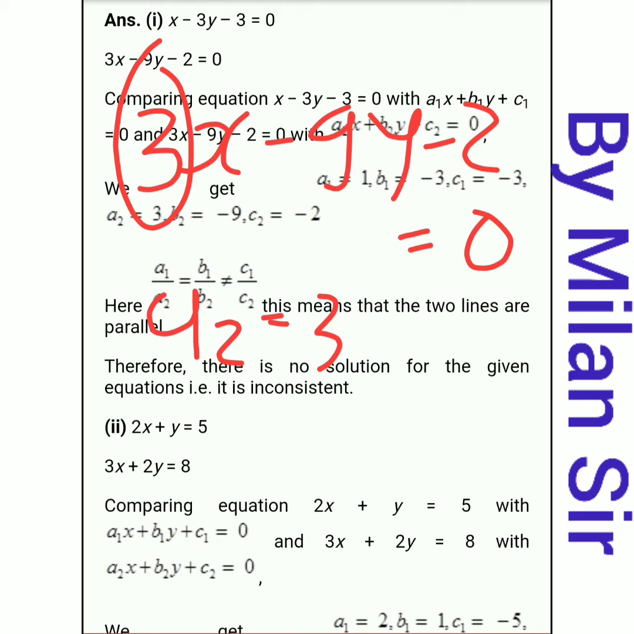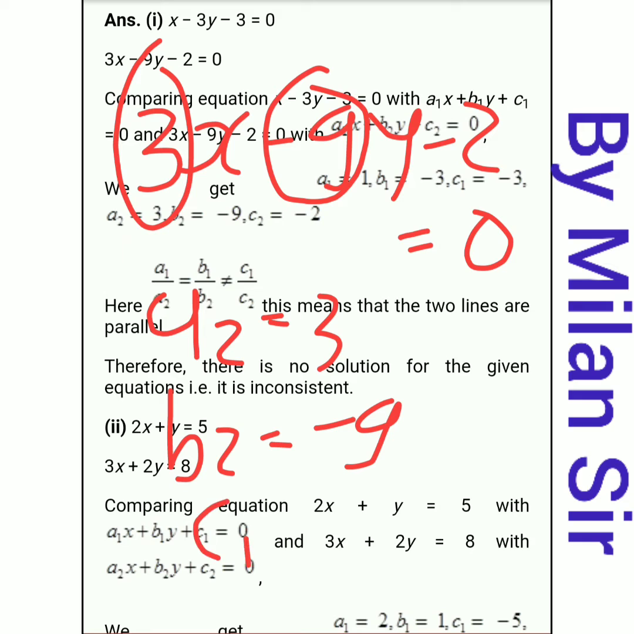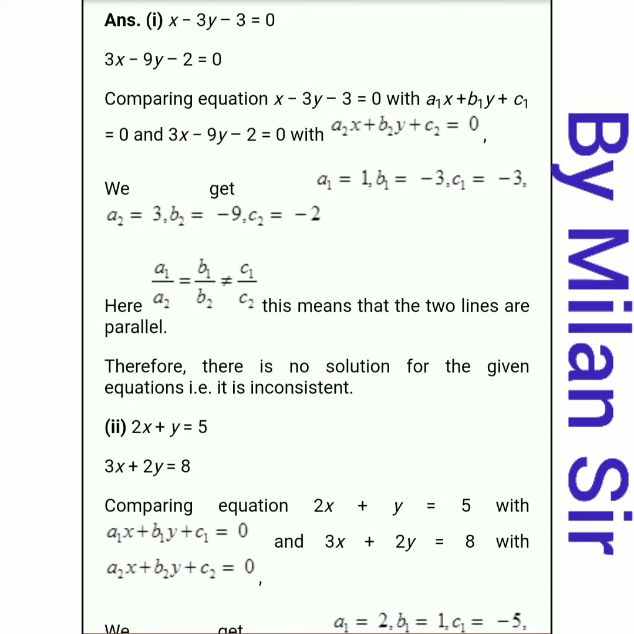So here a2 is equal to 3. Now b2, the coefficient of y, is minus 9, and we need to write it with the sign. And the third one, c2, the constant term, is minus 2. So a2 is equal to 3, b2 is equal to minus 9, c2 is equal to minus 2. So our six values are ready.